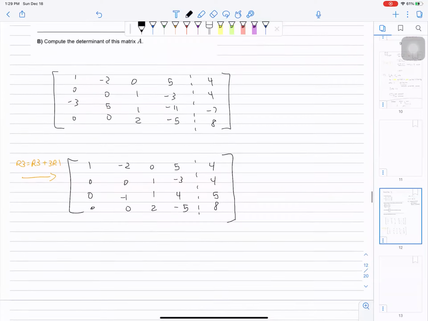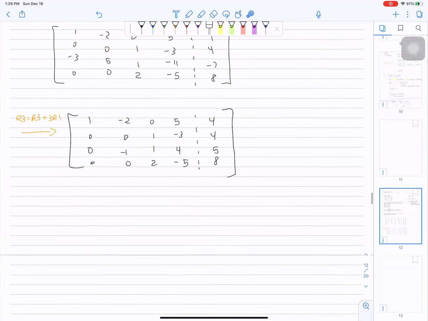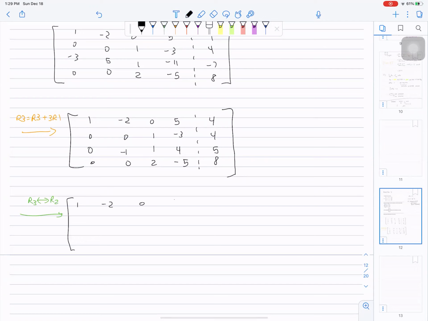I'm almost at my upper triangular state, but I have this -1 here. I don't want that. I could do another combination, but notice that if I just switch the positions of the second row and the third row, I get 1 step closer to my upper triangular form. So why don't we do that? I'm going to switch row 3 and row 2. My first row and last row stay the same, but I switch the 2 middle rows: -1, 1, 4, 5, and then 0, 0, 1, -3, 4.